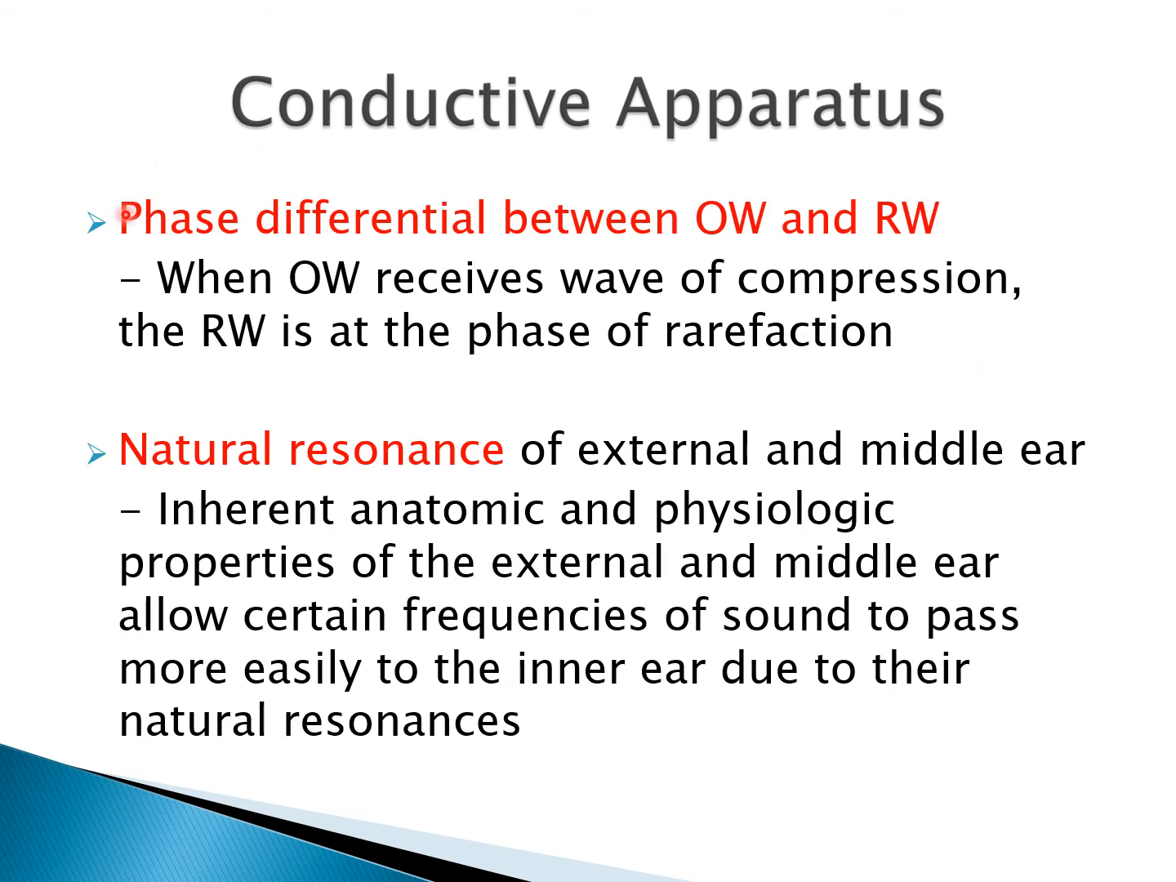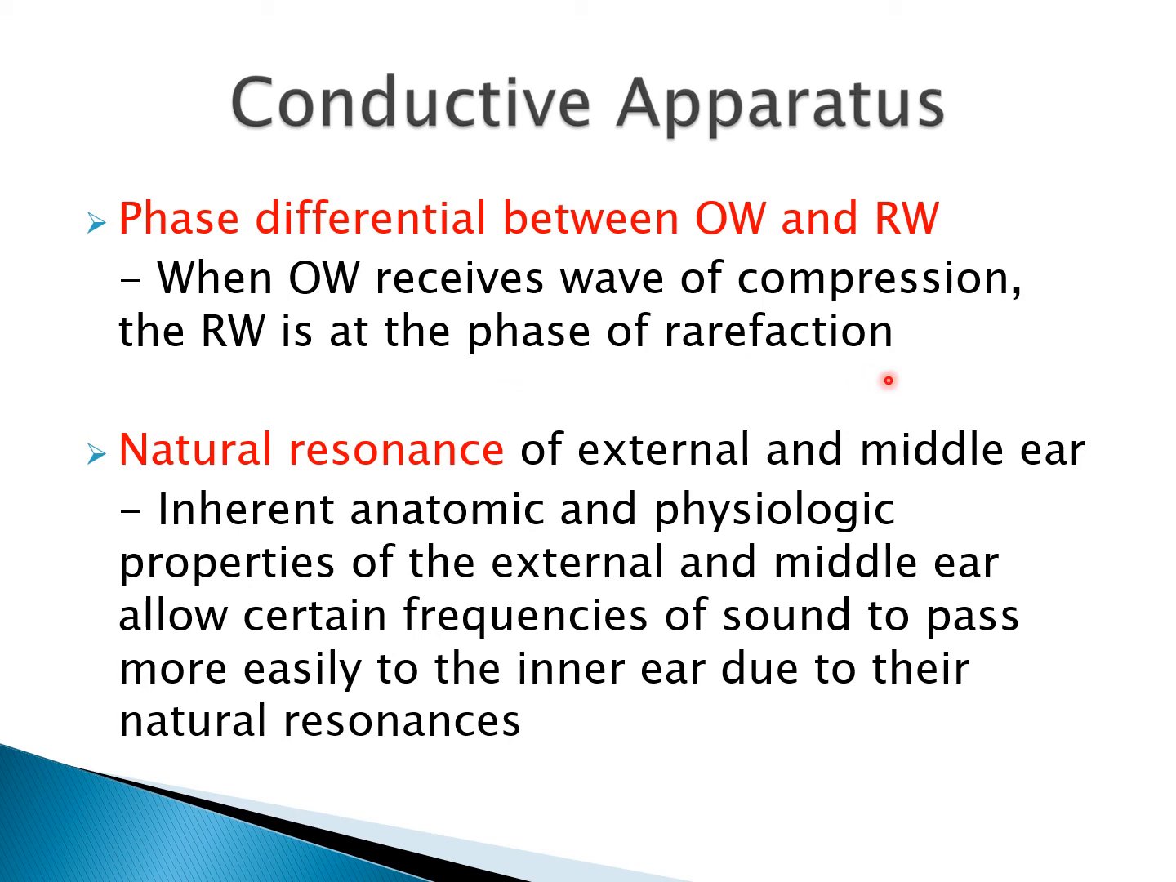Now the second point in the conductive apparatus is the phase difference between the oval window and the round window. We know that sound waves are waves of compression and rarefaction. So when the oval window receives a wave of compression, the round window should be in the opposite phase, that is the phase of rarefaction.